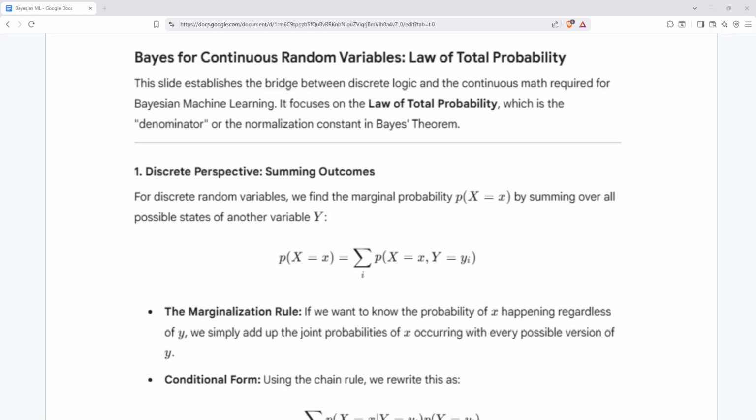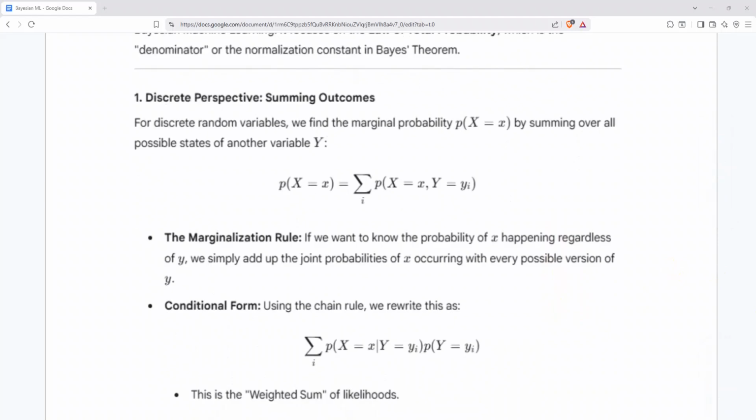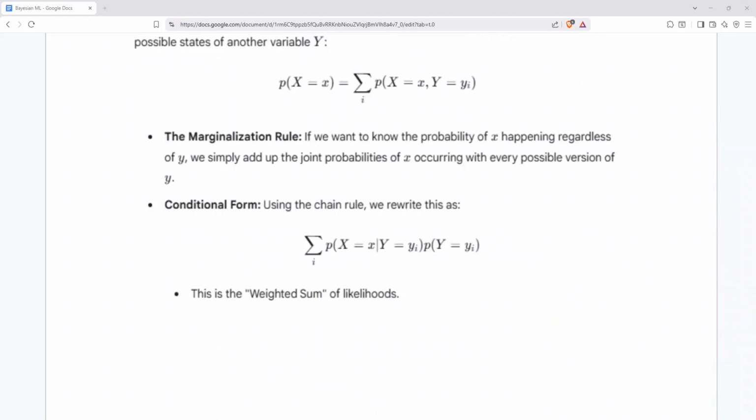If we want the probability of x happening, but we don't care about y, then we simply add up all the cases where x happens with every possible value of y. We are basically saying, give me the probability of x regardless of what y is. And to do that, we just sum over all possible y. We can rewrite this using the conditional probability formula here. Now this becomes even more meaningful. This says, take the probability of x given each y and weight it by how likely that y is. So this is just a weighted sum of likelihoods.